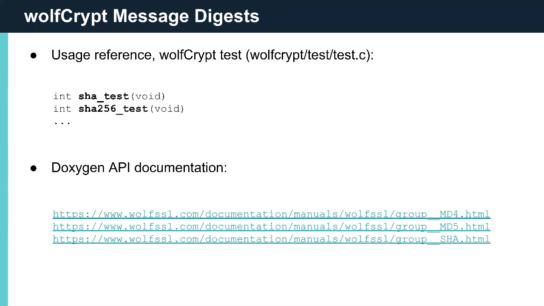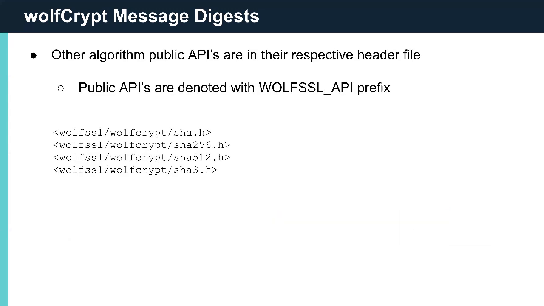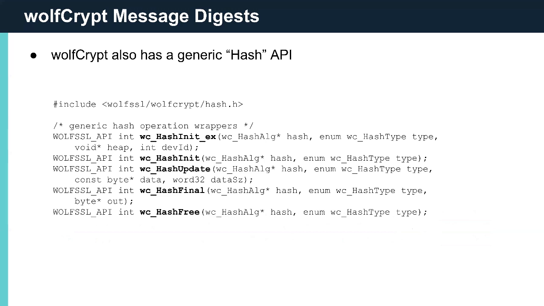For usage reference and tests, we have functions in our wolfCrypt test.c for all of the message digests, following the same pattern of a SHA or message digest _test in the naming. We've also got our Doxygen API reference, one page or section per algorithm. For the other algorithms apart from SHA, they're going to follow the same pattern, having one header file per algorithm and one structure.